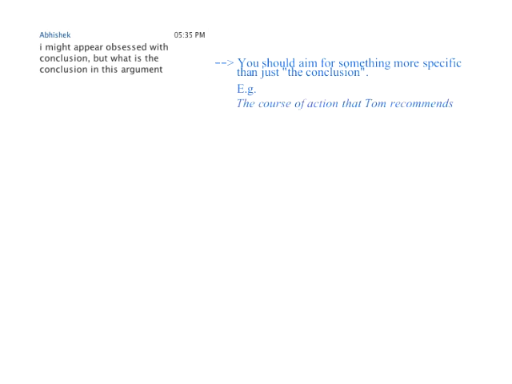Remember that ideally you should aim for something more specific than just "what is the conclusion," because there are so many different types of conclusions out there in the world. The same thing with main point. There are like a hundred bazillion types of main points. Like this is the course of action that Tom recommends. That's one type of conclusion.